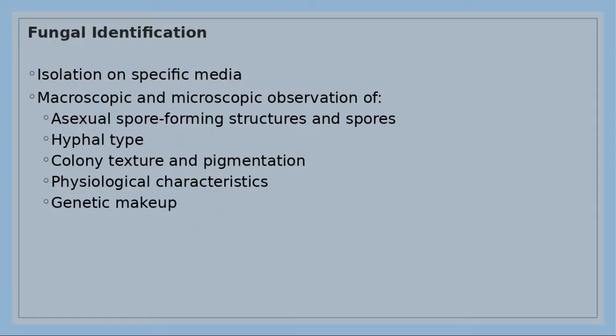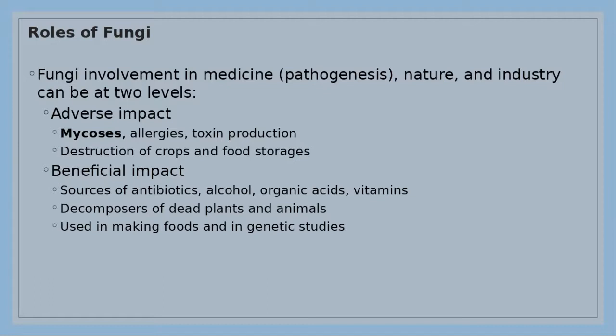Now, roles of fungi. Just remember, most of them are beneficial. They are what we call primary decomposers. Together with bacteria, they are primary decomposers. It means that they decompose organic waste. For example, if we throw our food outside, it will be decomposed by fungi and bacteria and become nutrients for plants. So they remove a lot of waste product, especially organic waste.